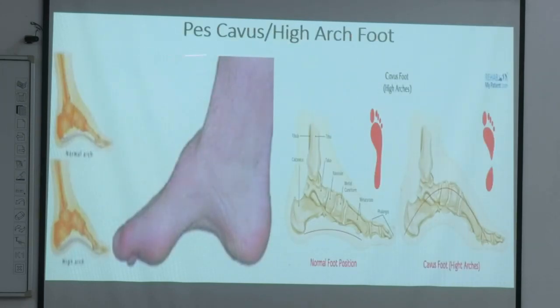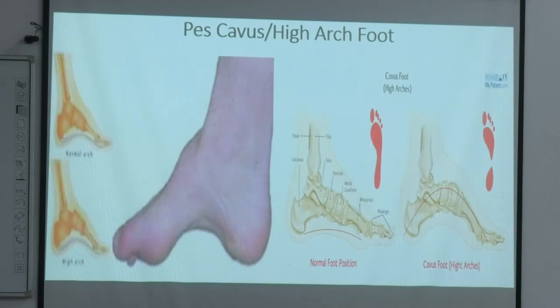Next, this is pes cavus or high arch foot. See, this is the normal arch, here the arch is increased. This is the picture of pes cavus. Concavity is also increased on the under surface of the foot. Normal foot position, cavus foot or high arch foot.